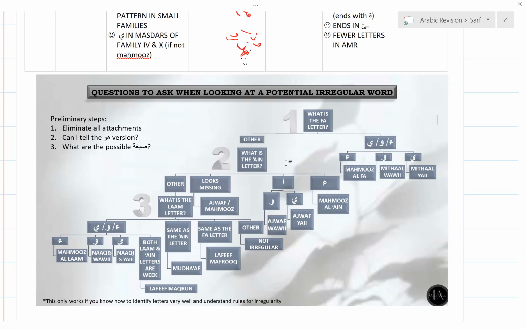Now, the other thing is, if you're looking at a word and it has attachments, maybe an attached pronoun, or something else attached to it, you want to get rid of all those attachments. You want just to look at the word itself. And then you ask yourself, what is the huwa version of this word? Because I want to go back to the original word.